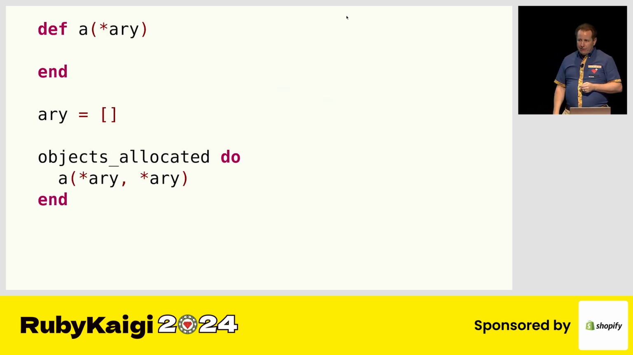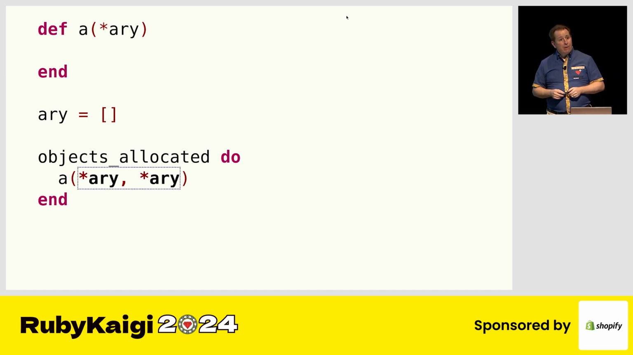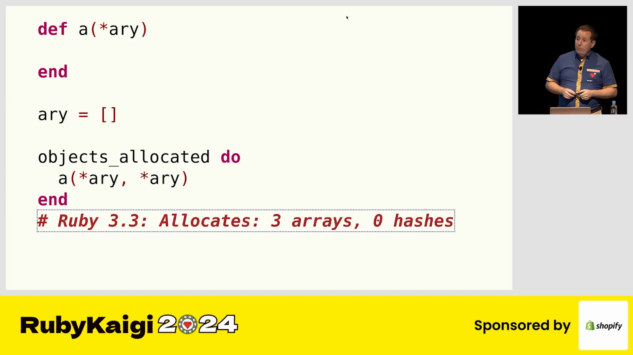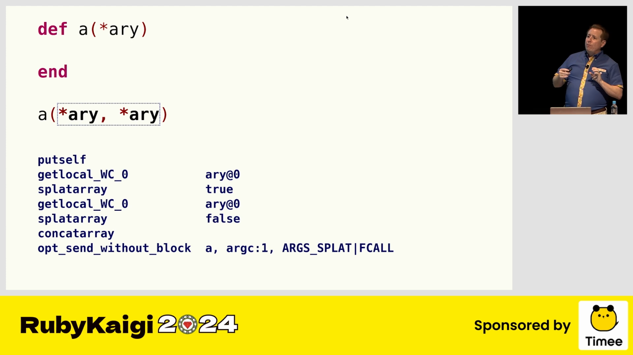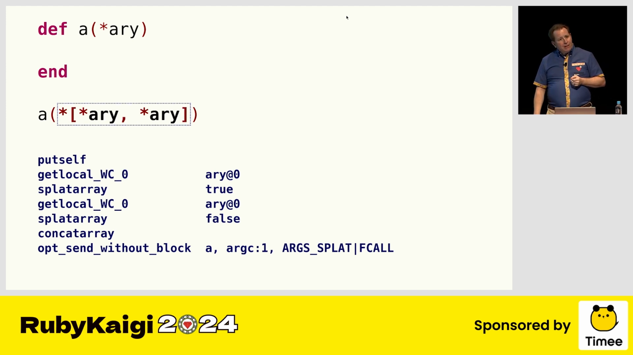So I'm going to start with this example. This passes multiple positional splats when calling a method. And the method itself has a positional splat parameter. In Ruby 3.3, this allocates 3 arrays. So here are the instructions generated for the method call. The first thing to be aware of is that Ruby's internal method calling API does not support multiple splats. It only supports a single splat. So Ruby implicitly combines your multiple positional splats into a single array and then calls the method with a splatted version of the generated array.